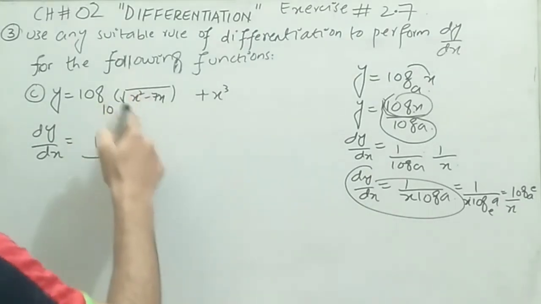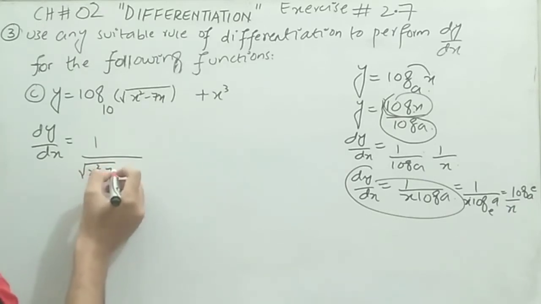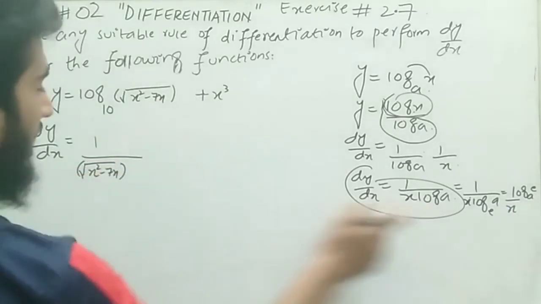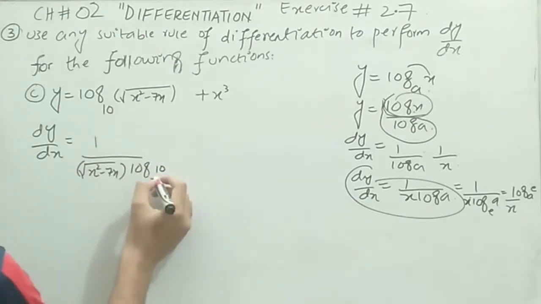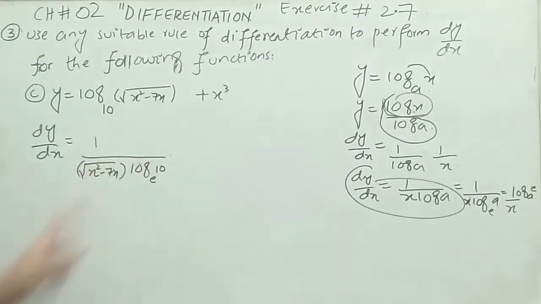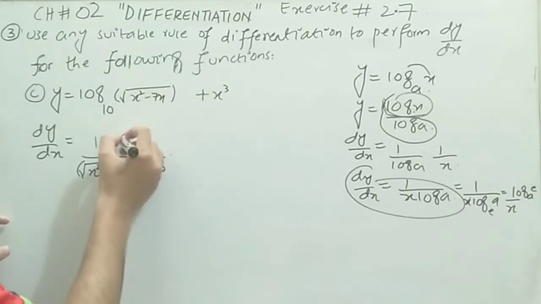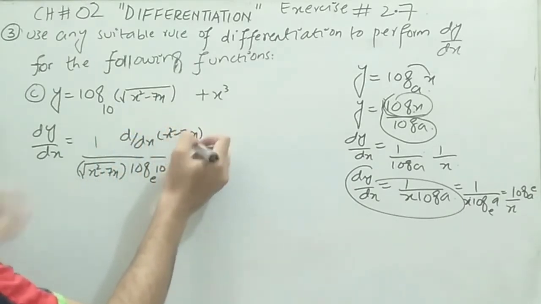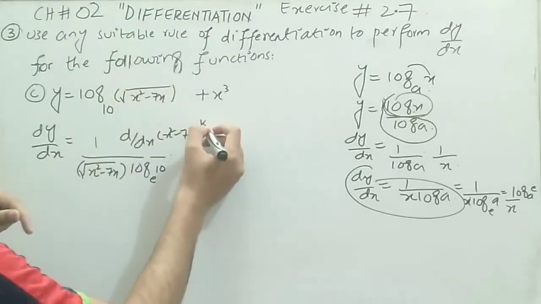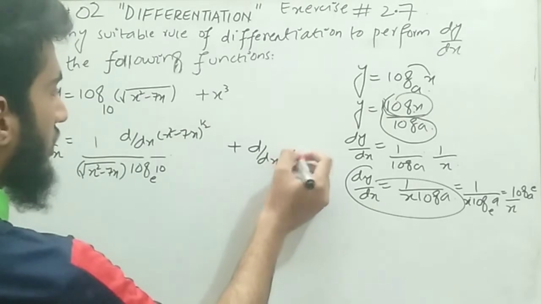So our x is actually under root of x square minus 7x, multiplied by log of a. So log of a is 10 and we can write base e. And 1 over x, so x square minus 7x under root and log of a is 10 over e. And also take the derivative of this inner function. So d by dx of x square minus 7x can be written in the form of 1 over 2, because of under root, plus d by dx of this function x cube.